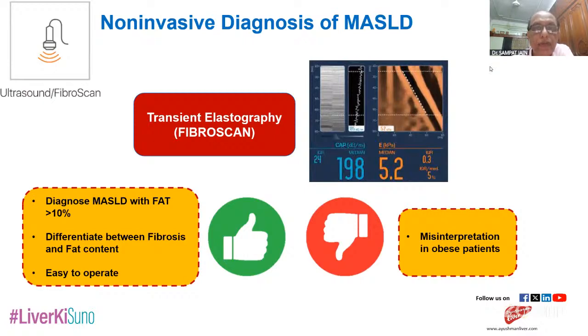transient elastography, or FibroScan. In FibroScan, MASLD can be diagnosed with a fat content of more than 10%, it differentiates between fibrosis and fat, and it is also very easy to operate. It can be done in the chambers also. But the drawback is misinterpretation in obese patients or patients with ascites, that is fluid in the peritoneum.